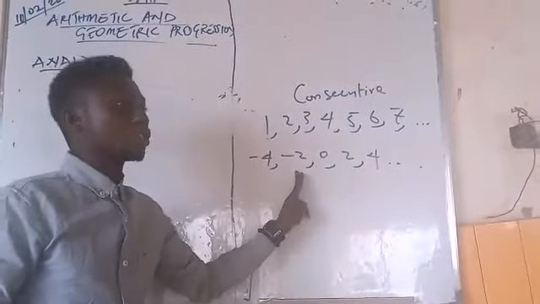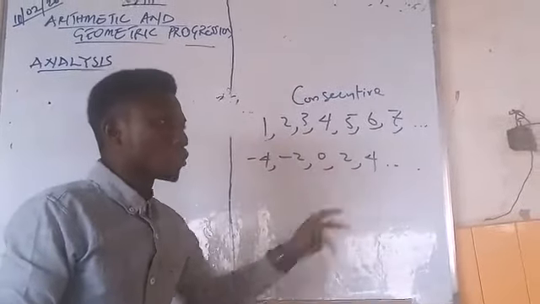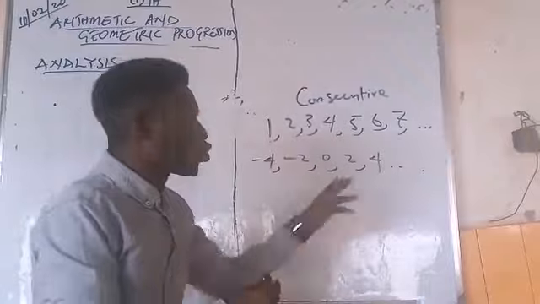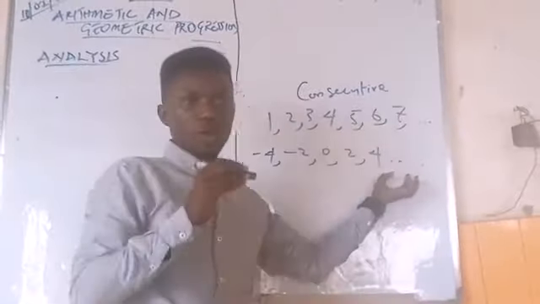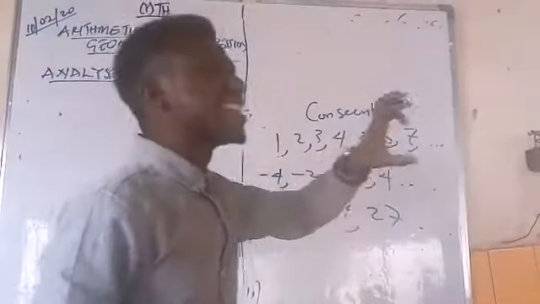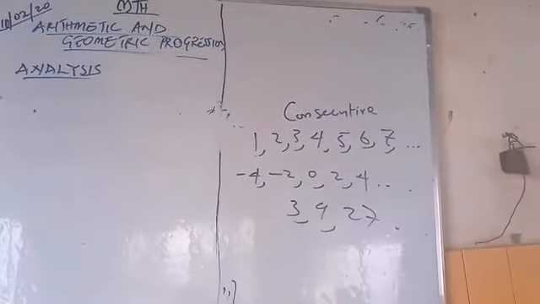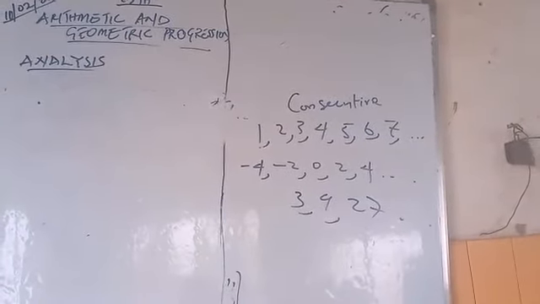So consecutive numbers here are what? Minus 4 and minus 2. Minus 2 and what? 0. 0 and what? 2. Then what? 2 and 4. These are consecutive numbers. Do we understand now? AP is also known as linear sequence. So another word for arithmetic progression is what? Linear sequence. Don't come tomorrow and say, but daddy did.